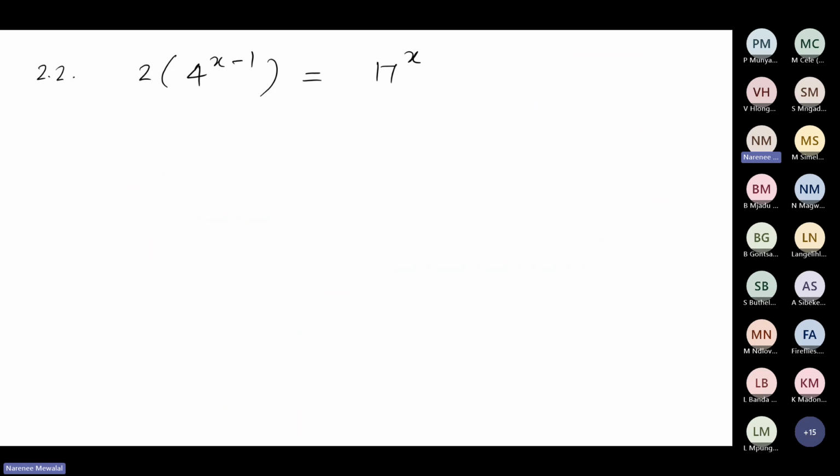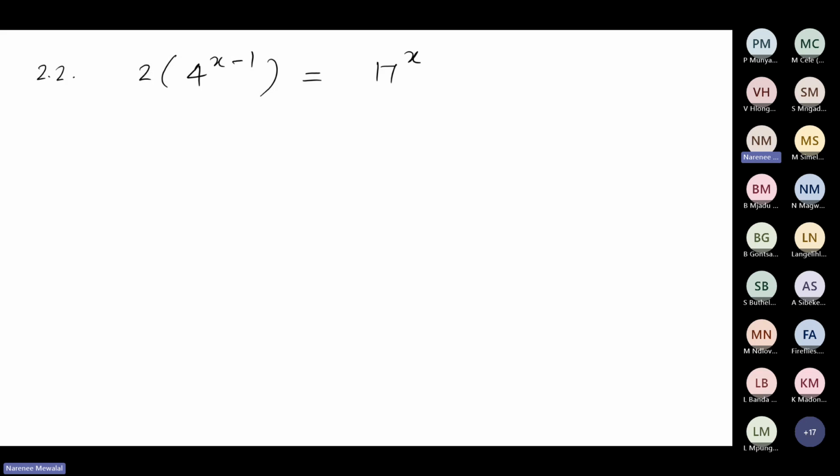Question 2.2 says, 2 into 4 to the power x minus 1 is equal to 17 to the power x. Now, when you have equations that you are solving for a power of x, ideally you want to have all the bases the same in terms of the same prime base. Now, we've got base 2 and we've got 4, which can be written as 2 squared. But on the right-hand side, you have base 17. And we know that 17 is a prime number. It can't be written in terms of base 2. So that means now that we've got to go another route.